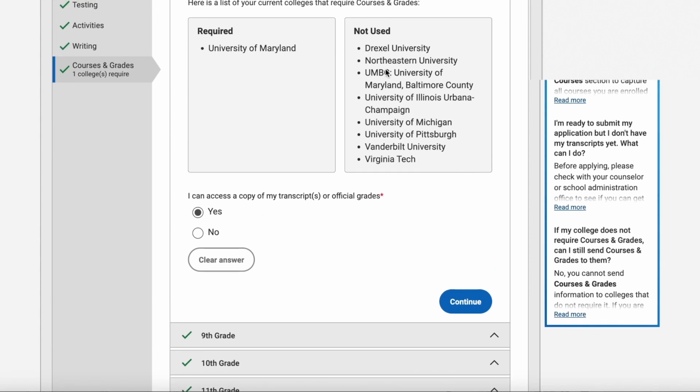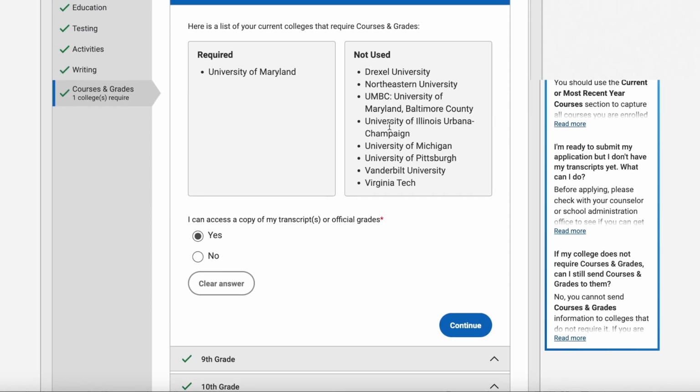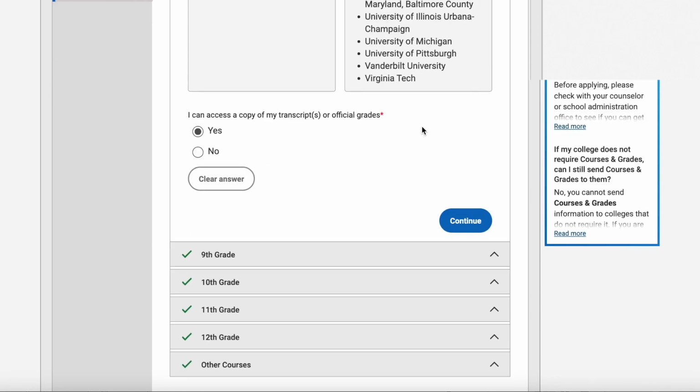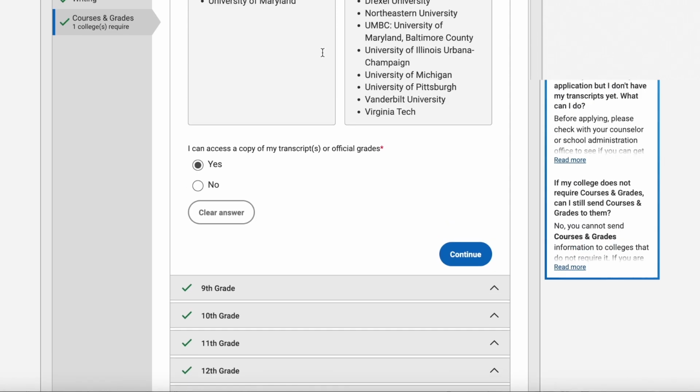But even if they require it, there are going to be other colleges that want you to do this exact same thing within their own portal. It's called an SRAS or something, self-reported academic something that you're going to have to put in. And this is also important, sorry, the copy of your official transcript. This is going to come from your school.